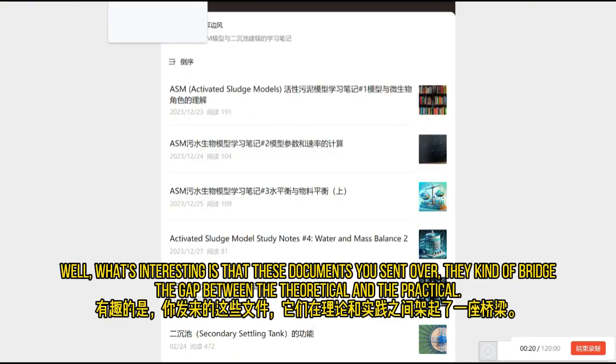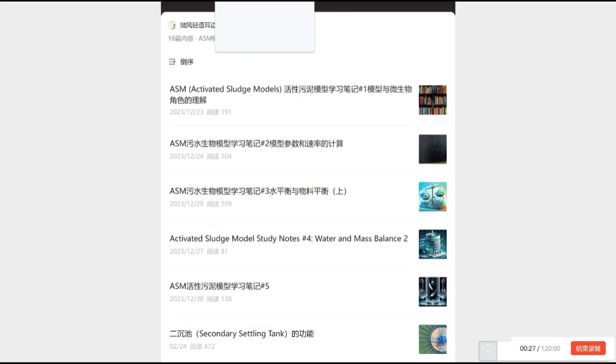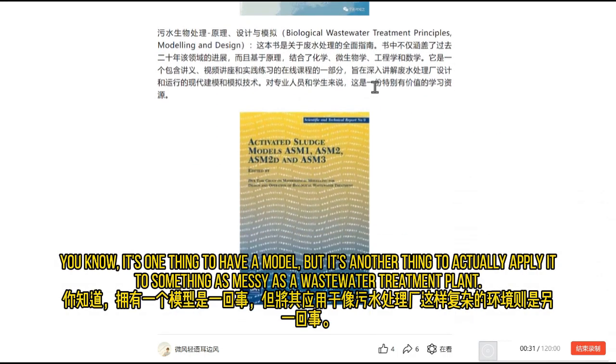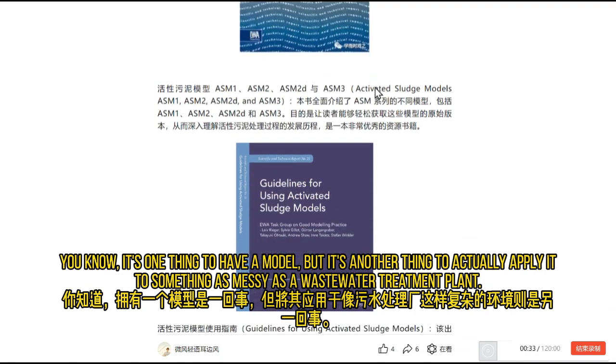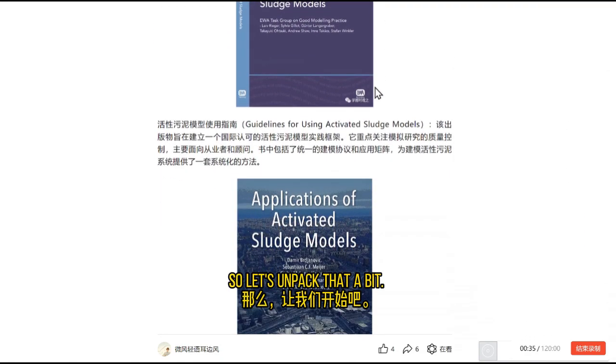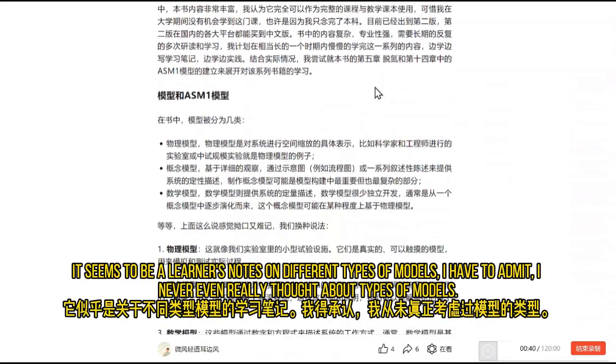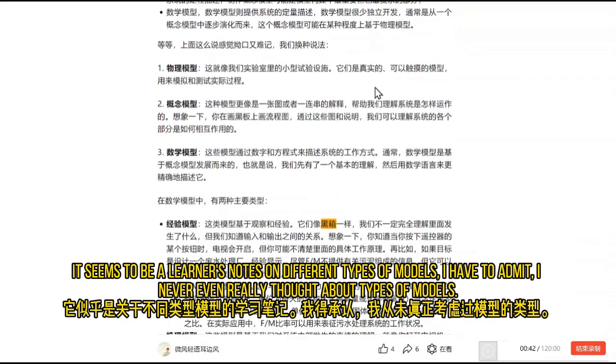Well, what's interesting is that these documents you sent over kind of bridge the gap between the theoretical and the practical. It's one thing to have a model, but it's another thing to actually apply it to something as messy as a wastewater treatment plant. So true. Let's unpack that a bit. We've got this one here, ASM.PDF. It seems to be a learner's notes on different types of models.